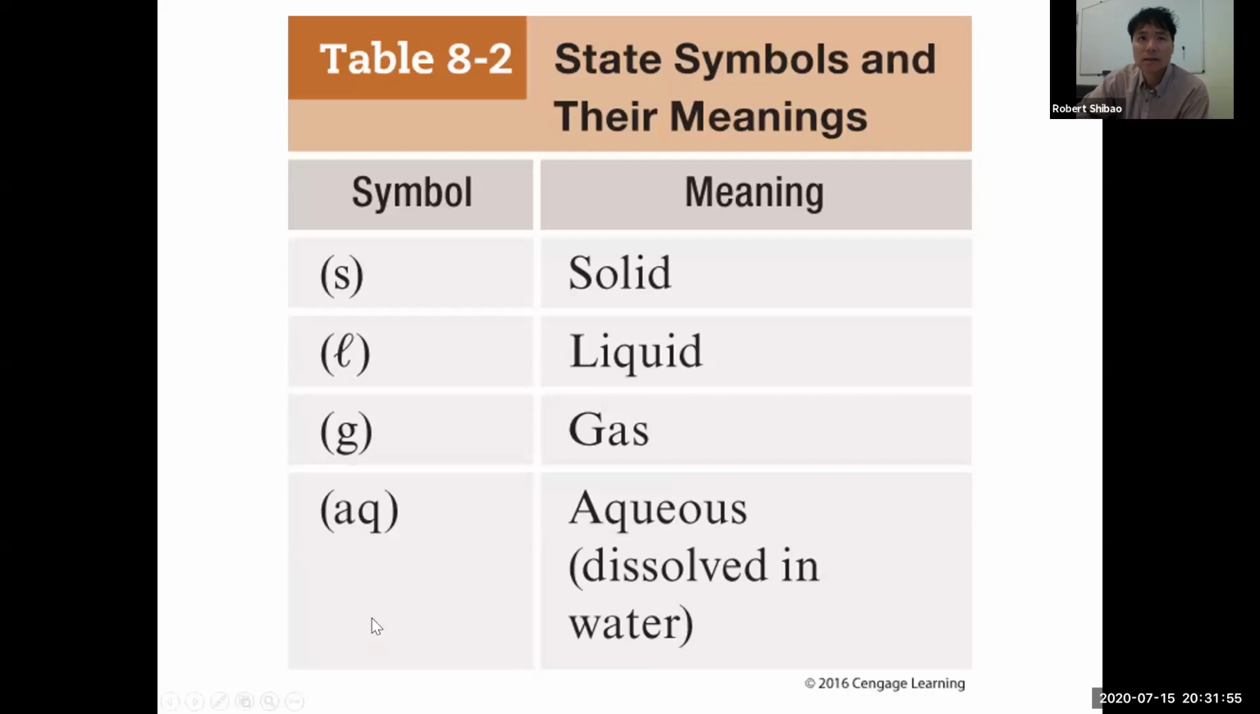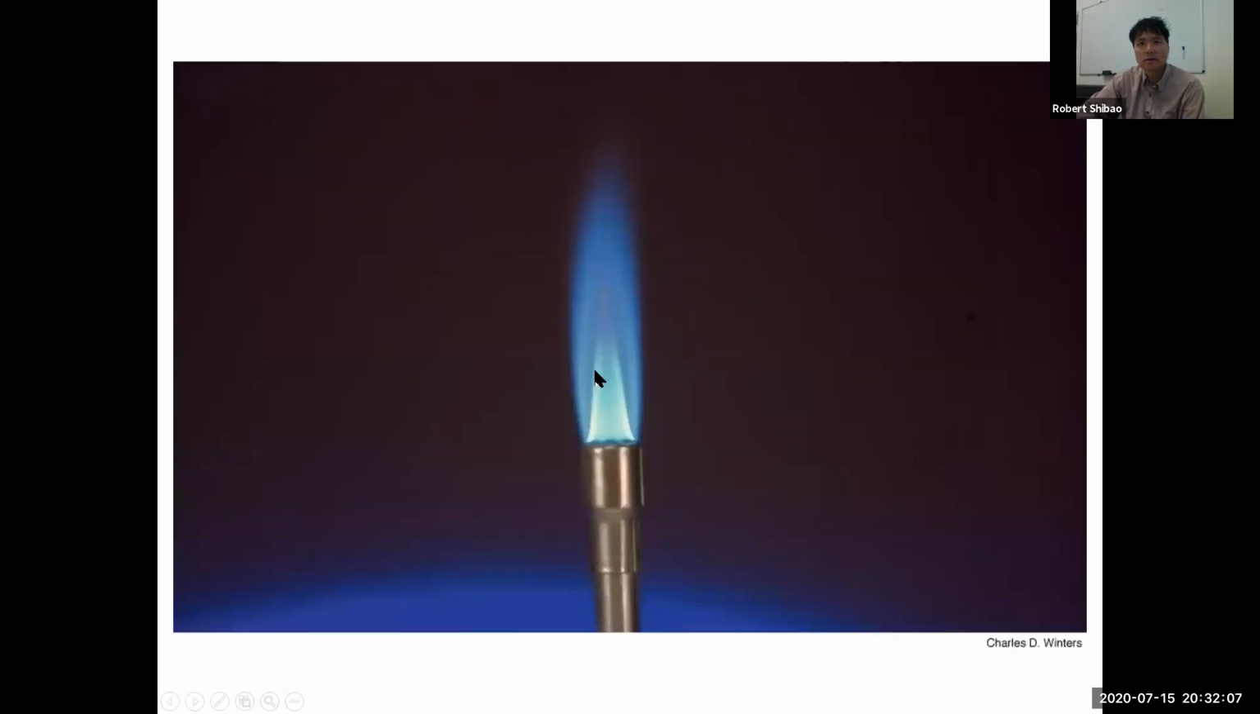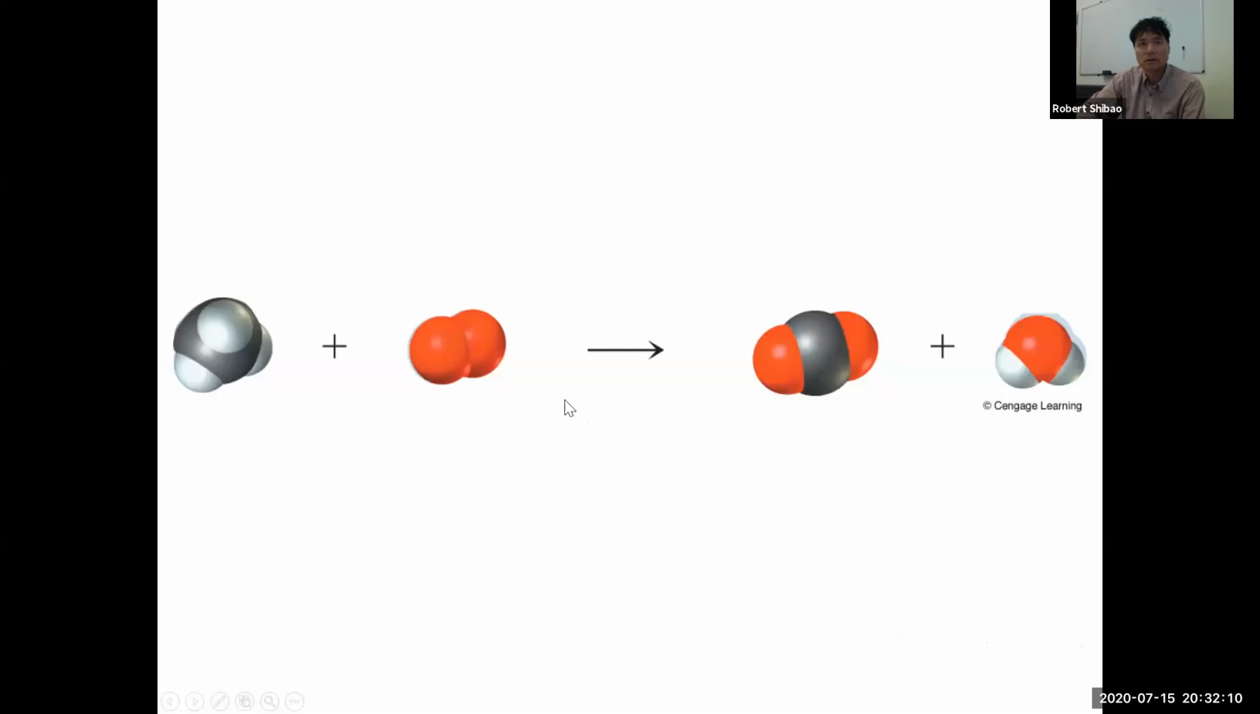These are the states that we use: solid, liquid, gas, aqueous. Aqueous just means dissolved in water. Then we can write these as chemical reactions like this. This is methane combustion. We have a molecule of methane reacting with a molecule of O2.